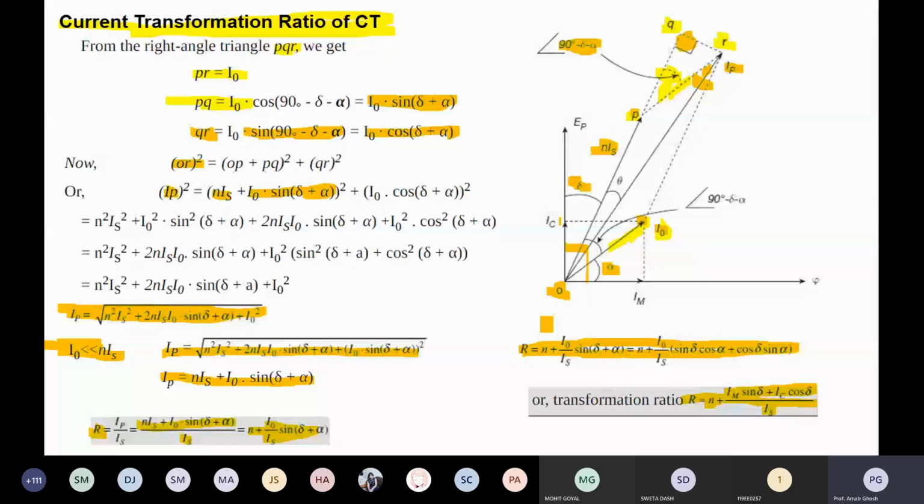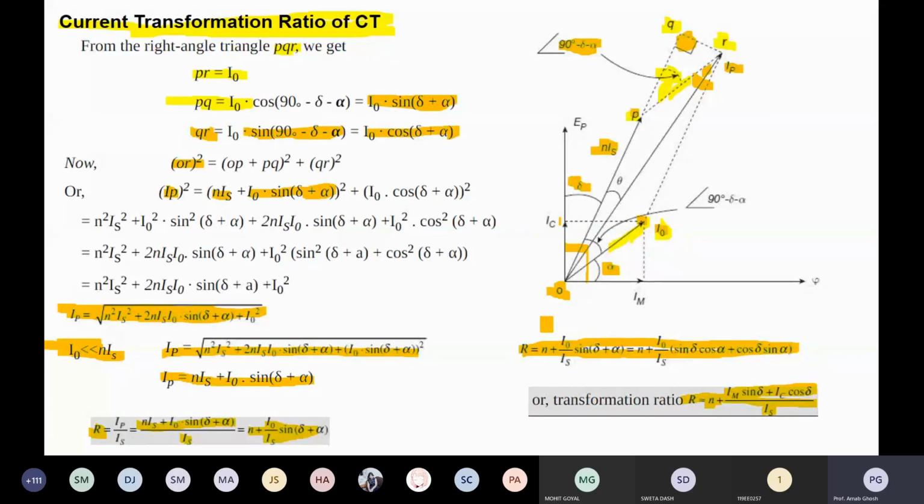Okay, so I think all of you are able to understand the expressions of the transformer ratio. Now you have to get the phase angle. So what is the phase angle? Theta. So theta you need to find out. It is the angle between IP and NIS. What is NIS? The secondary current transferred to your primary side. The angle between NIS and IP is your theta angle, which you need to find out.